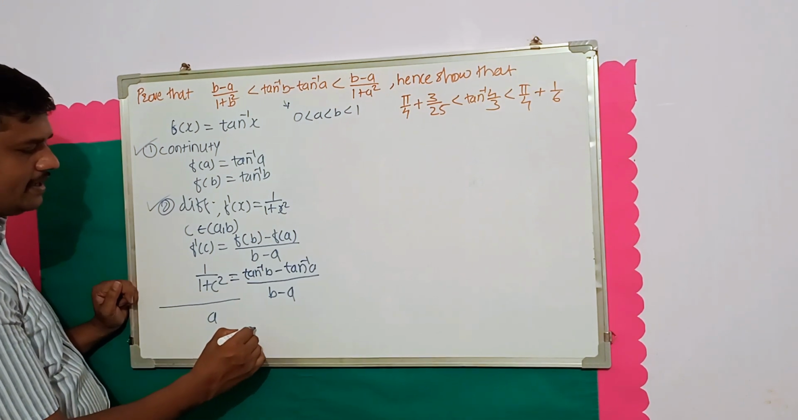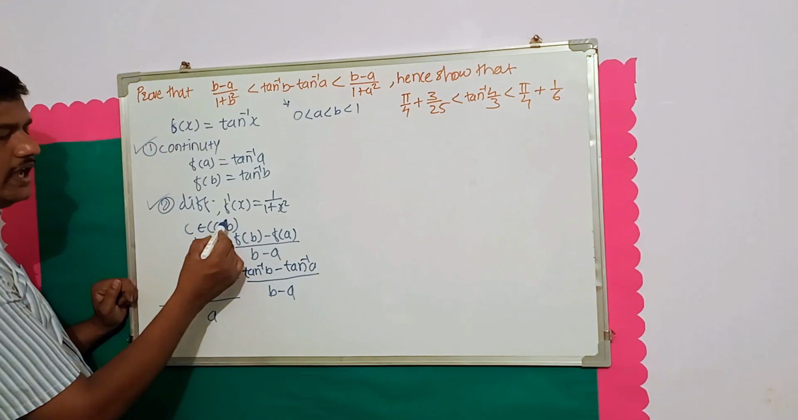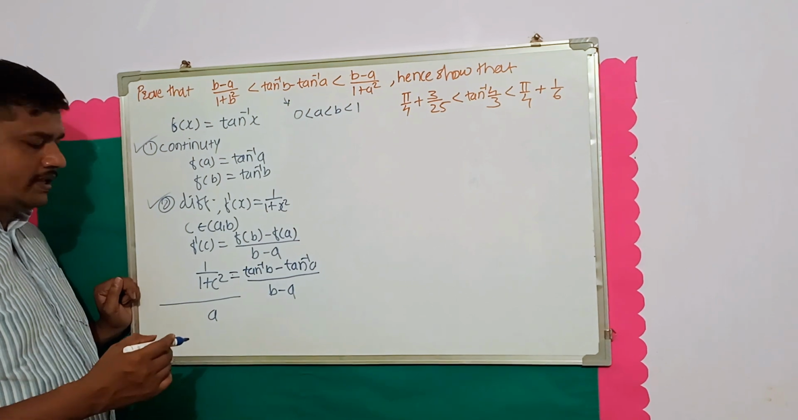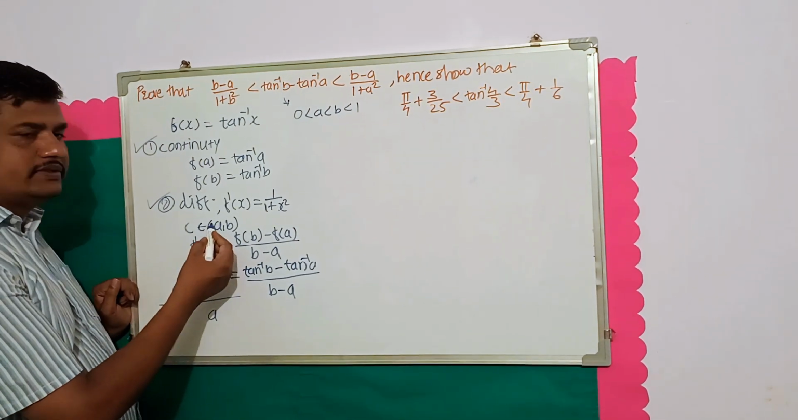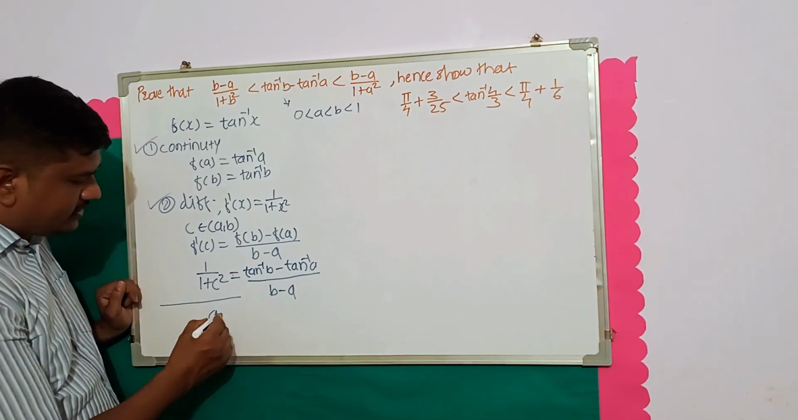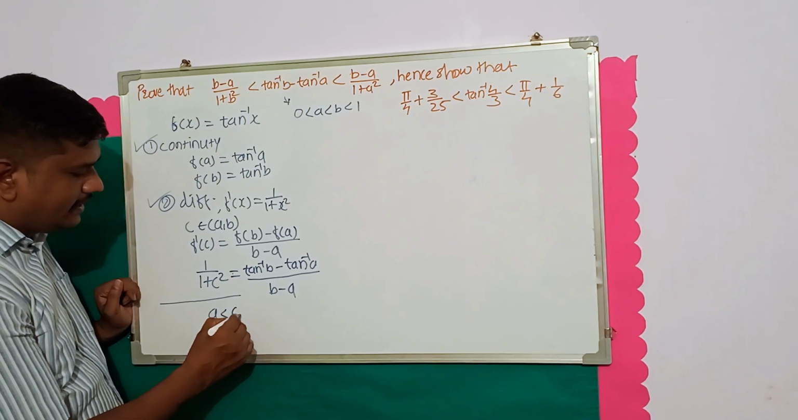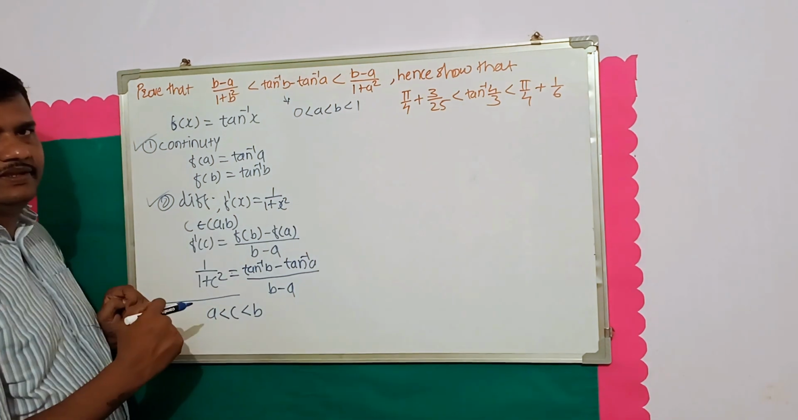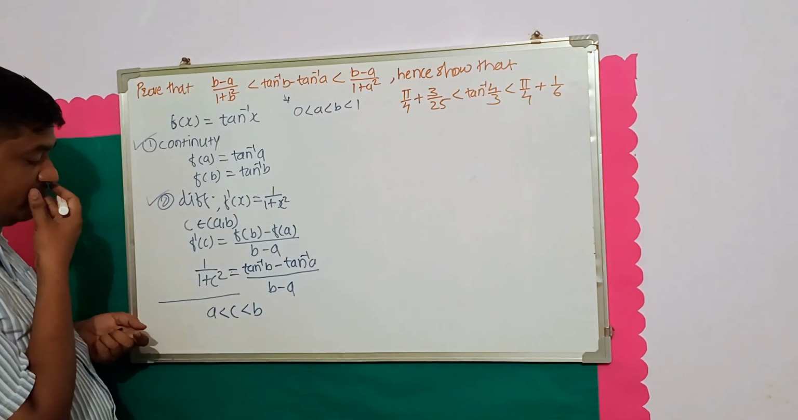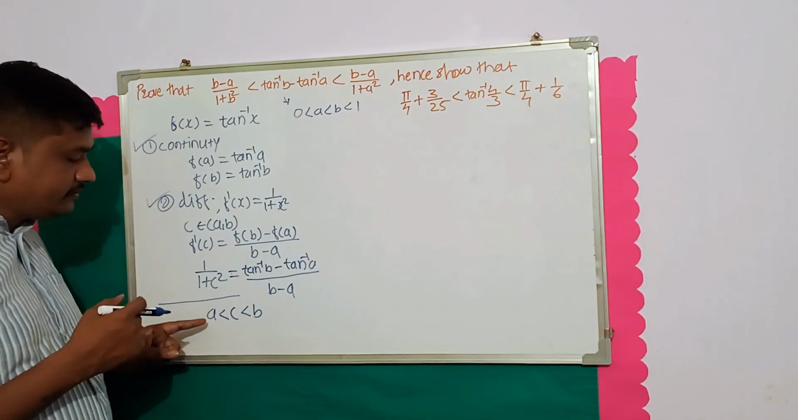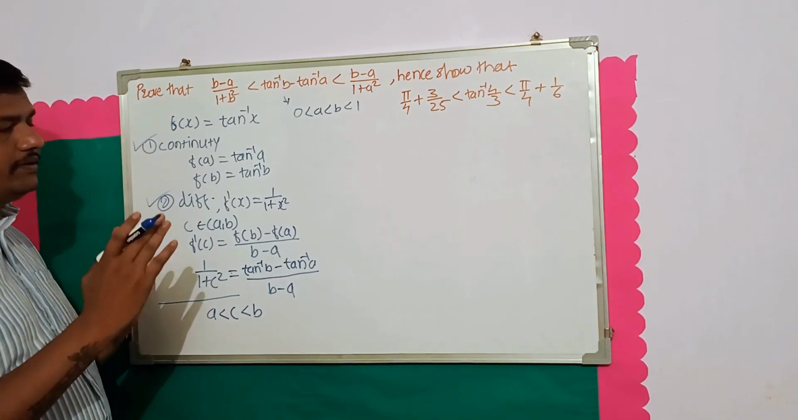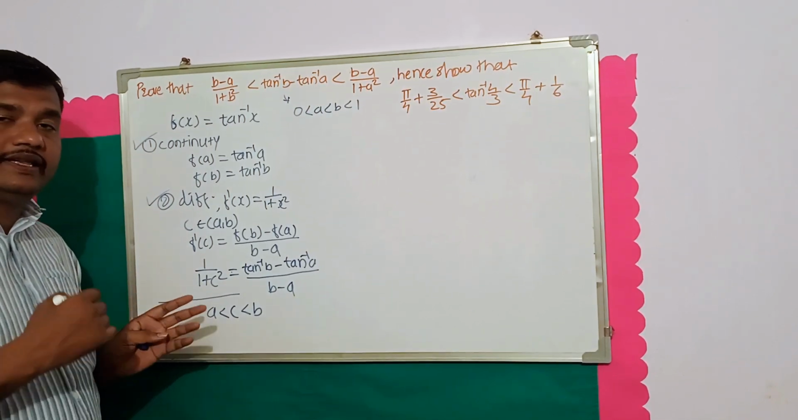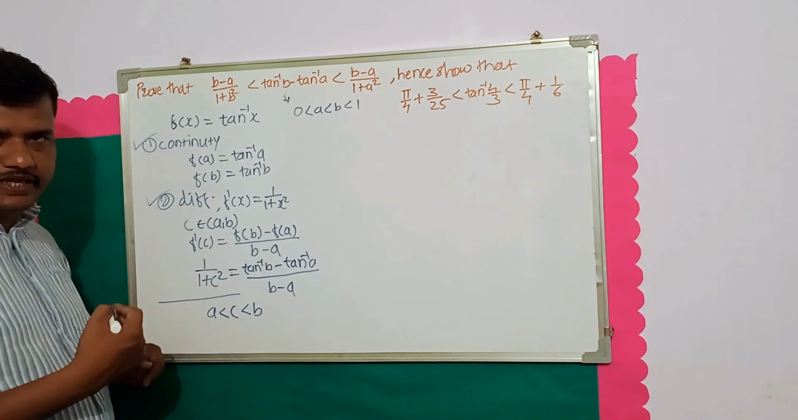What is that inequality part? A is less than b, and c belongs to a comma b. That means the c value comes in between a and b. That means a must be less than c and c must be less than b. This is the meaning of c belonging to a comma b: c must be in between a and b, greater than a and smaller than b.